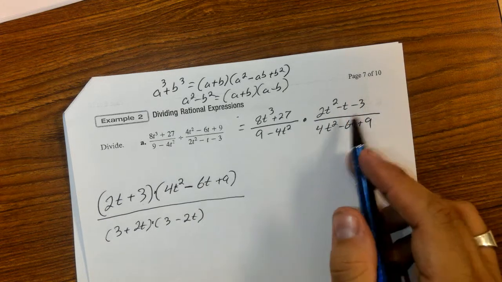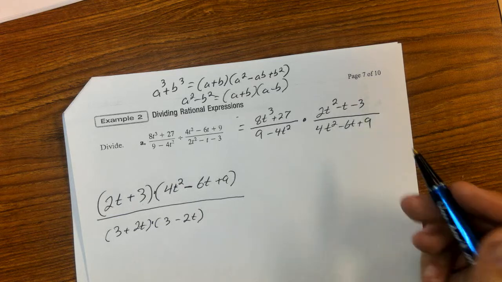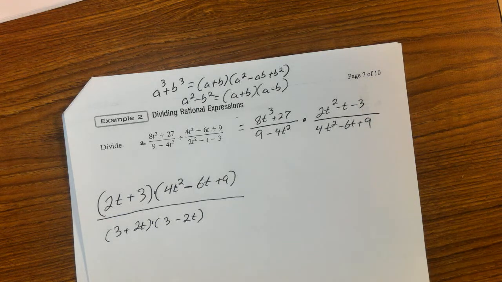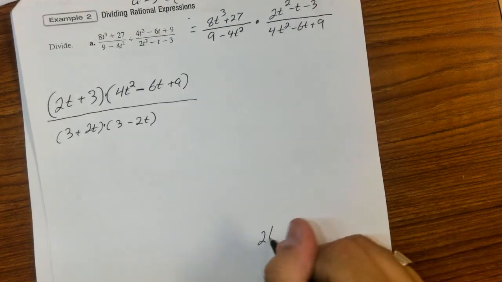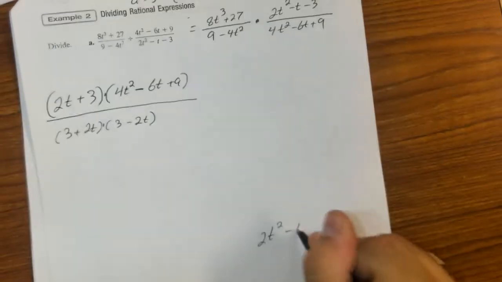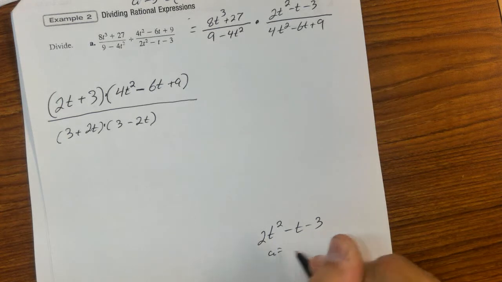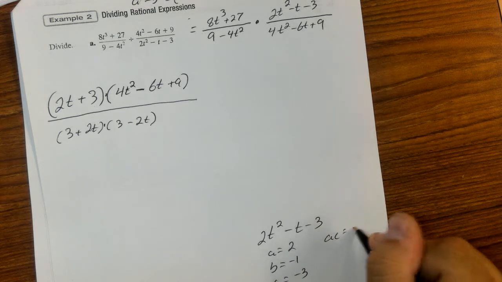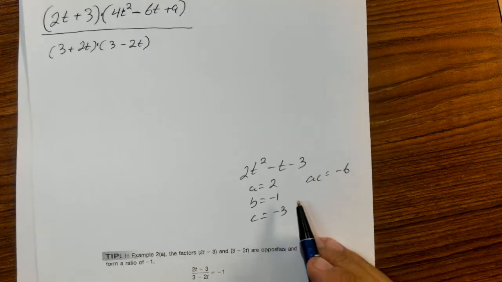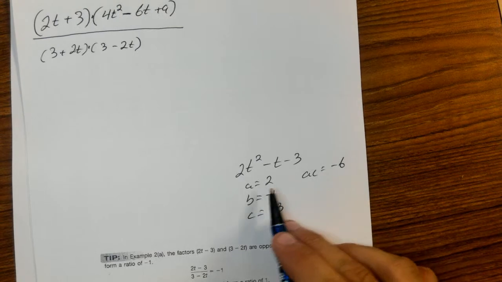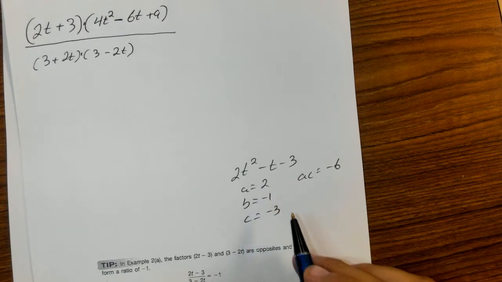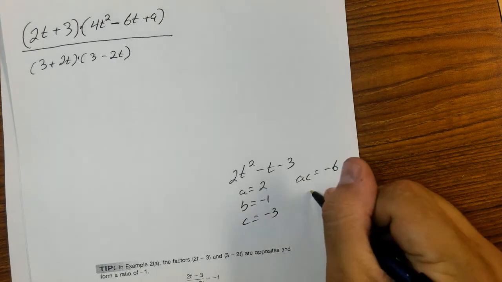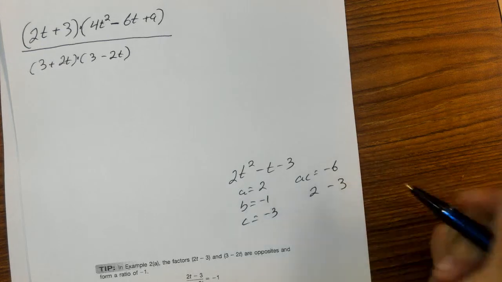That is going to need the AC method followed by factoring by grouping. So I'm going to do that at the bottom over here. So 2t squared minus t minus 3. My a value is 2. My b value is negative 1. My c value is negative 3. The product of ac is negative 6. And the two numbers that multiply to give me negative 6, but when I add them give me negative 1, are 2 and negative 3.